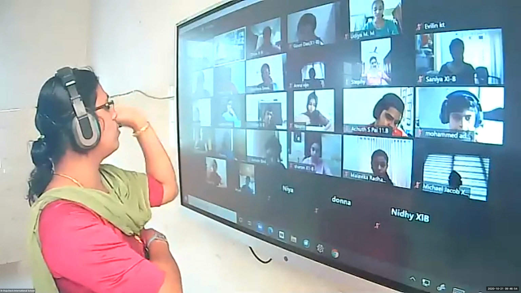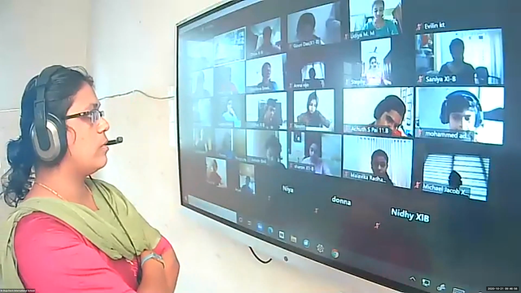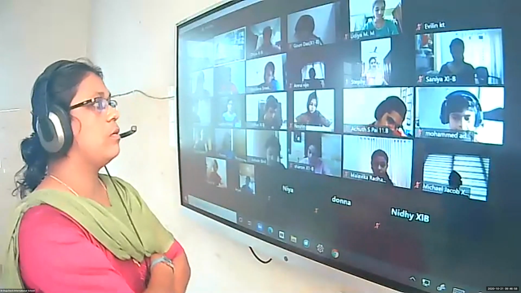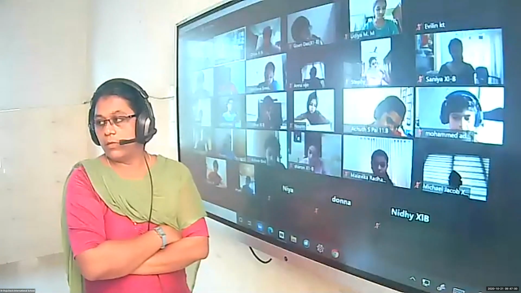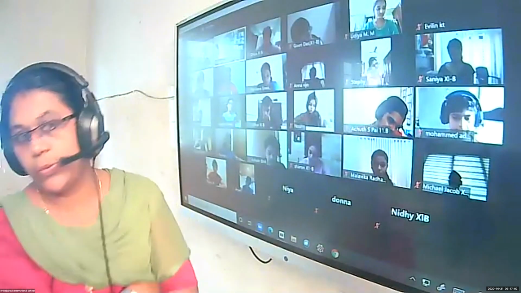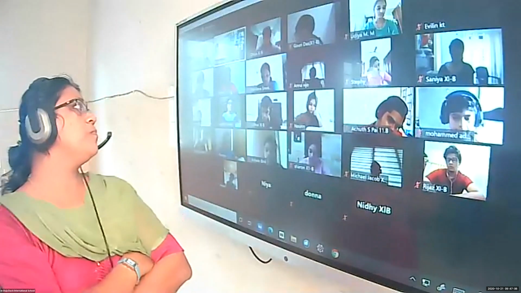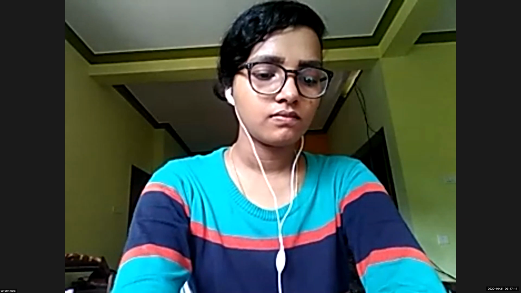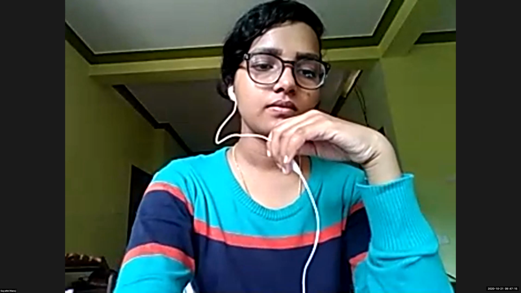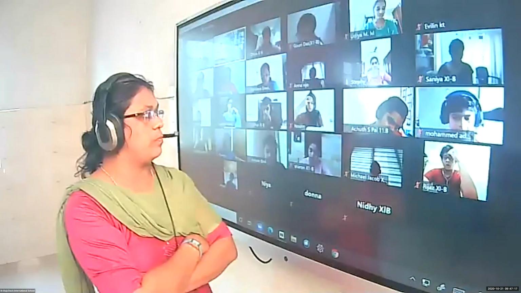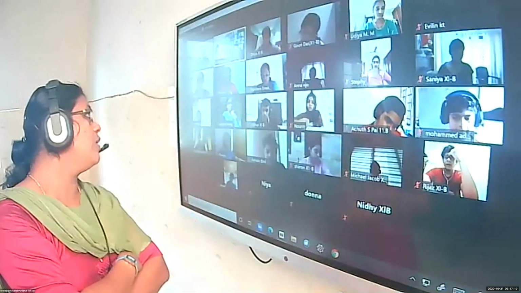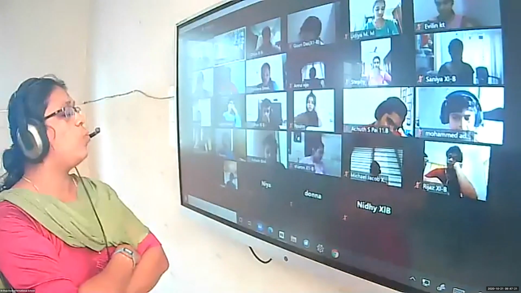Types of vectors: equal, collinear, coplanar, all that. Did I represent the unit vector with any letters over there? A cap. What is that, Gayatri? A cap. Okay, A cap. So we represent a unit vector with the A cap. A cap is equal to 1.